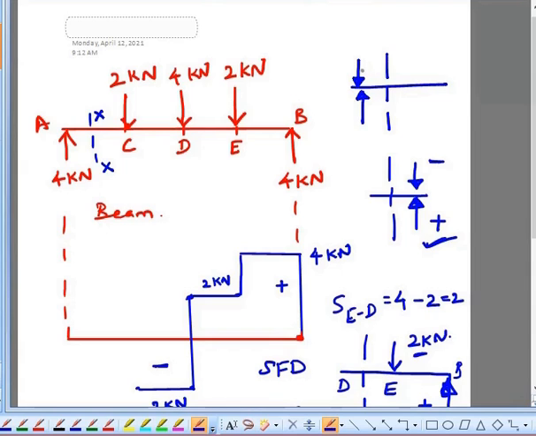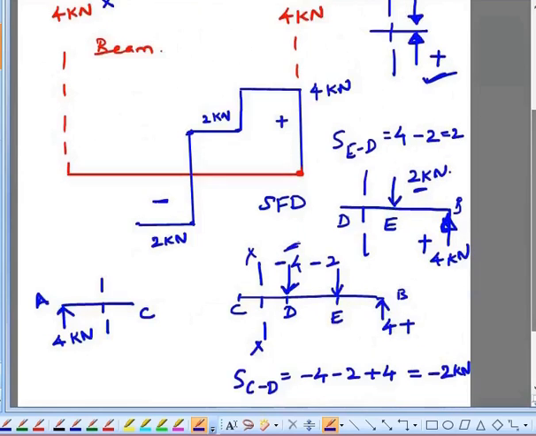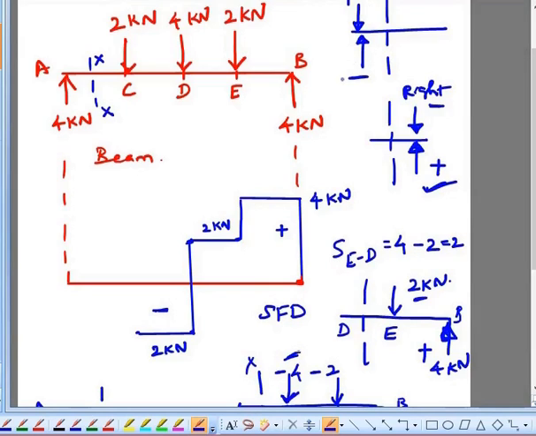See, to the left of the section, if I'm having a downward force, it will be taken as a positive one. And if to the left of the section, if I'm having an upward force, that will be taken as a negative one. This is left and this is right. So for the reaction at the point A, you see the force is acting in the upward direction. If it is acting in the upward direction, you will be having a negative sign.